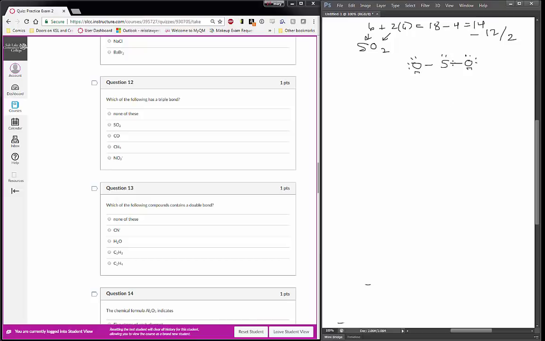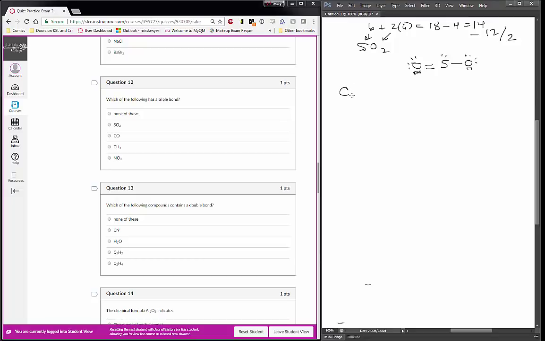And then the sulfur only has 6 electrons. He wants 8, so I'm going to move those 2 electrons into the space between the oxygen and the sulfur, so sulfur sees 8. Now this is the right Lewis dot structure for SO2, and we see that we have a single bond and a double bond and a lone pair, but no triple bonds.